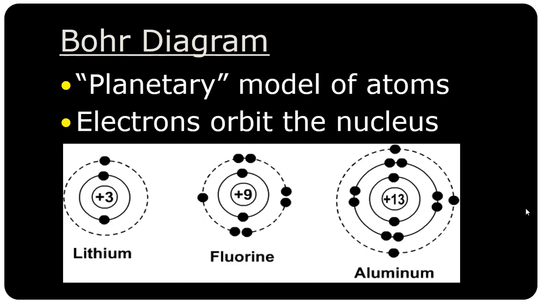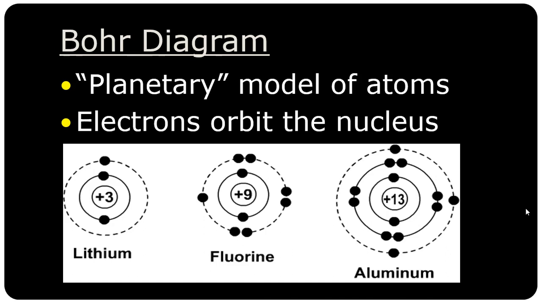Now you'll notice in these pictures that I have up on your screen right now, instead of a nucleus, it just says +3 for lithium, +9 for fluorine, and +13 for aluminum. In some of the diagrams I had you start in class, you would just write the Li in the middle, F in the middle, or Al in the middle instead of the number of protons.